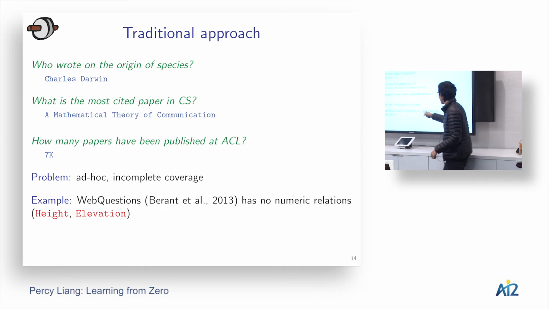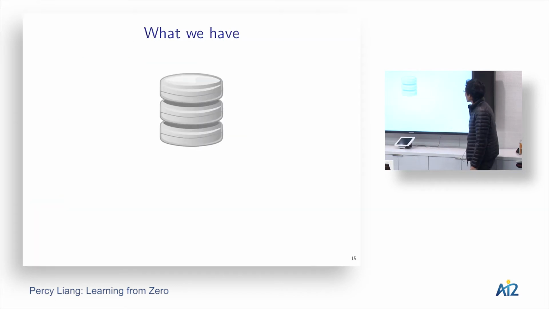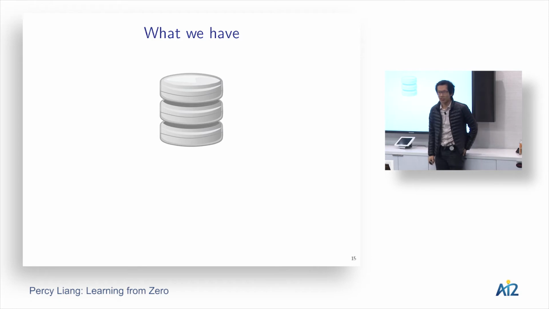As an example, we released this WebQuestions data set a few years ago. And after the fact, we realized that there were no questions that had numerical relations in them. So there was a big omission. We didn't realize at the time because we were just getting lots of questions and we were not being systematic about it. So instead of doing that, what I'm going to suggest is starting with what you have.